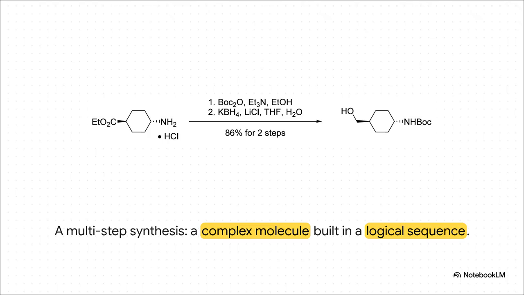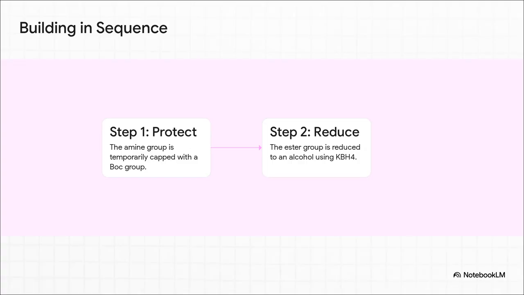So let's break down how the tools were used. First things first, we only want one specific part of the molecule to react. So in step 1, we use the tool to protect that amine group, the NH2. Think of it like putting a temporary cap on it so it doesn't get in the way. Okay, now that it's safe, we can move to step 2. Here, we use a reduction tool to change the ester group on the other side of the molecule into an alcohol. It's a beautiful example of using 2 different tools in just the right order to get what you want.